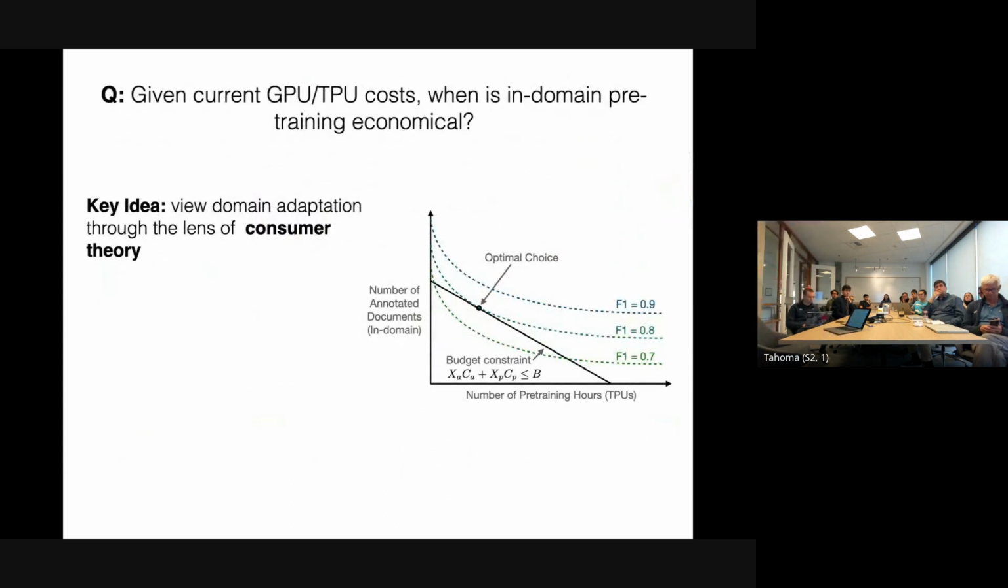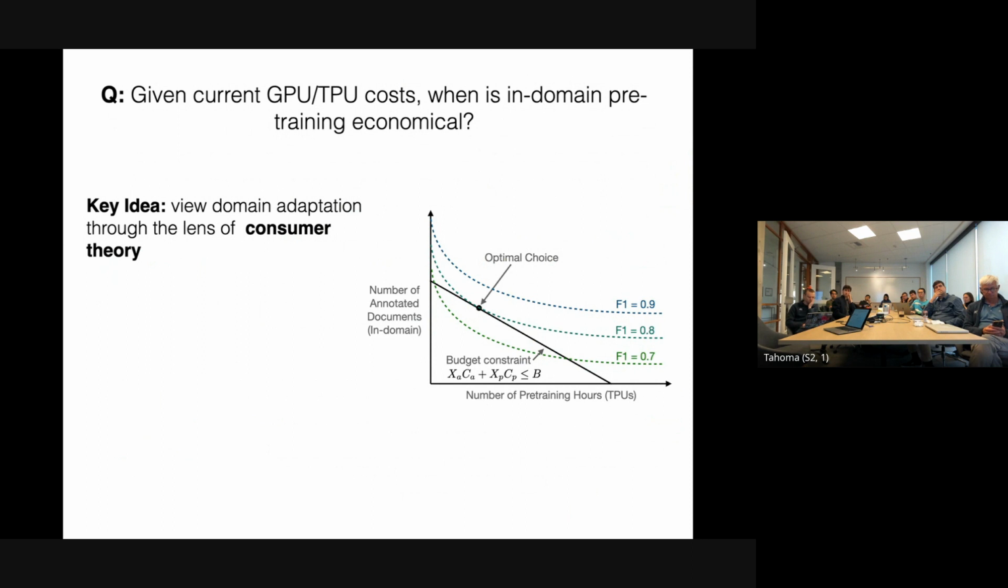Okay, so how can we frame this question a little more specifically so we can do some experiments and make recommendations about how to make good decisions about when to do domain adaptive pre-training versus in-domain annotation, right? And so the key idea here is to borrow some ideas from consumer theory, which is a subfield of microeconomics.